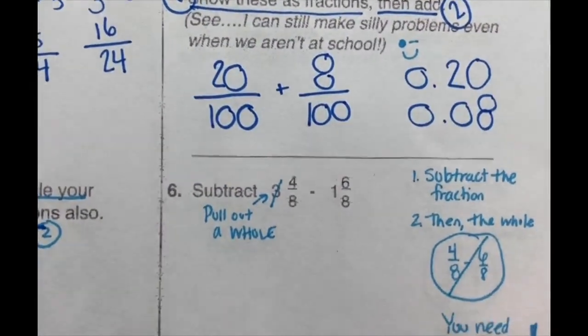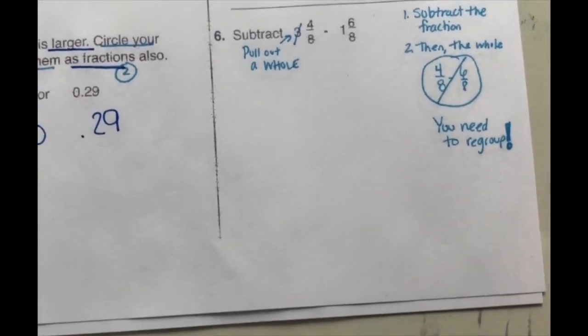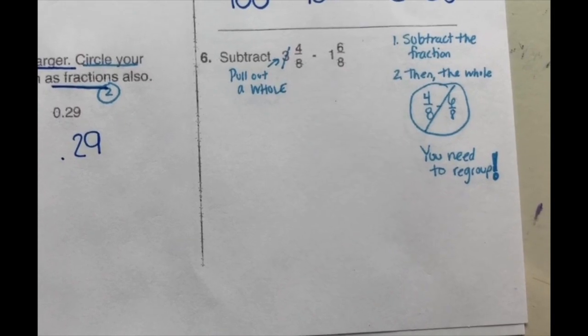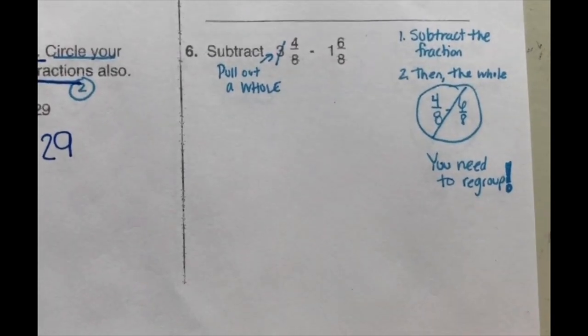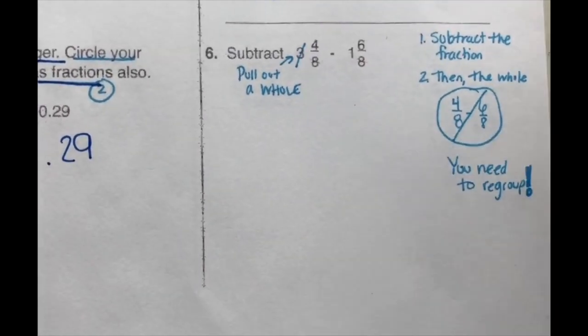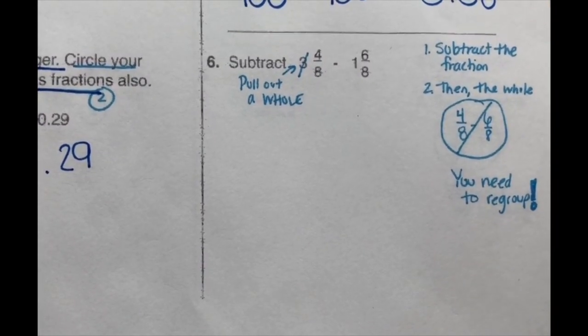All right, very last one, number 6. So it says subtract 3 4/8 minus 1 6/8. So you guys haven't actually done this yet with Mr. Hutch. So if you don't get it the first time, it's okay. We're just gonna do a little sneak peek of it.